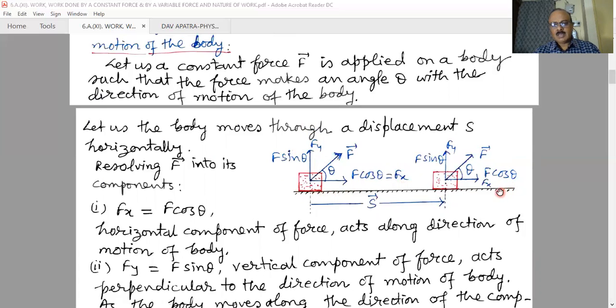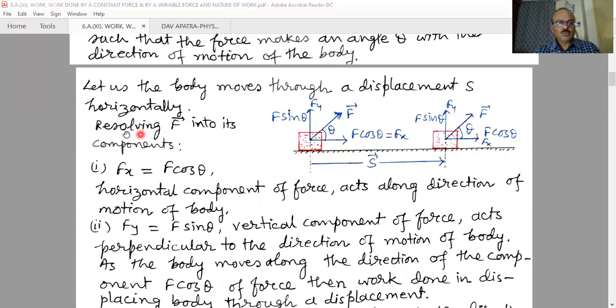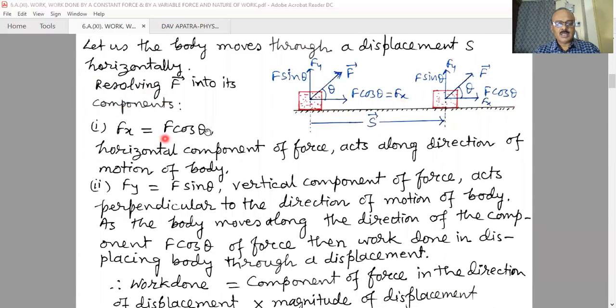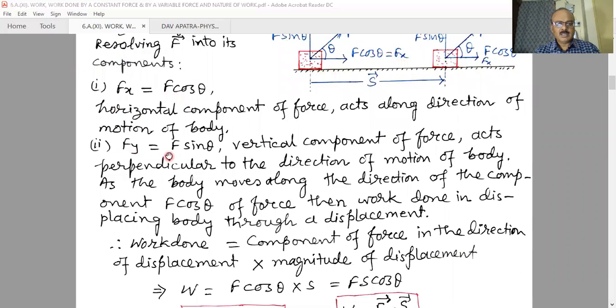And after some time, the new position of the object will be here, and there is a displacement along F cos theta. So when we resolve F into two components, Fx is F cos theta, considering the object is moving along the x-axis. Fx, that is F cos theta, the horizontal component of force, acts along the direction of motion of the body. Another, Fy, that is F sin theta, the vertical component of force, acts perpendicular to the direction of motion of the body.